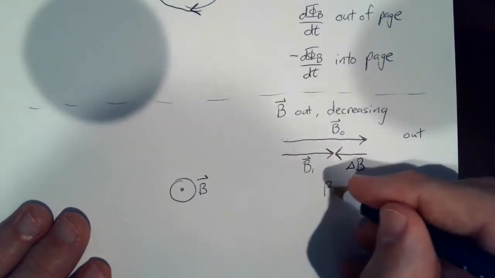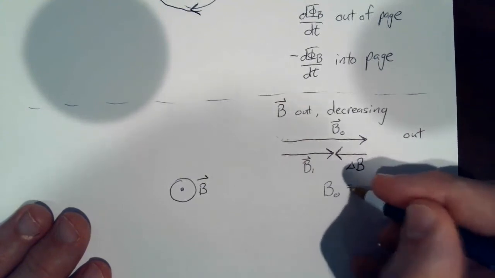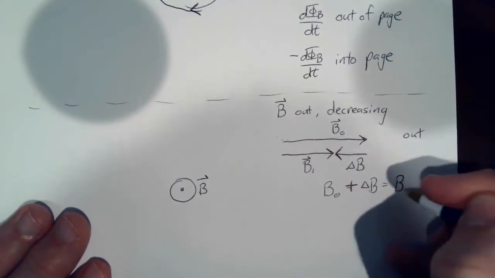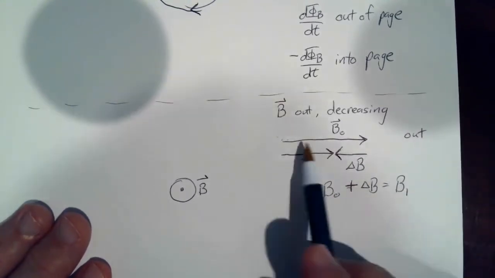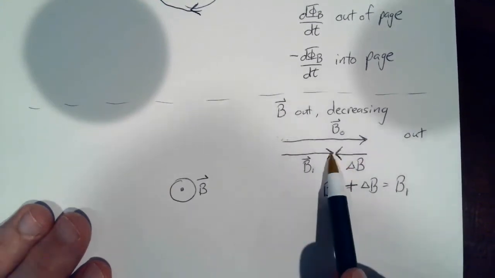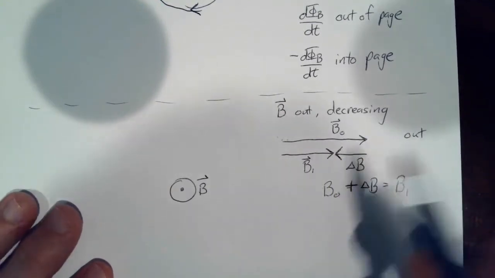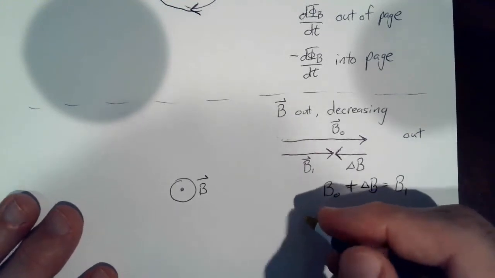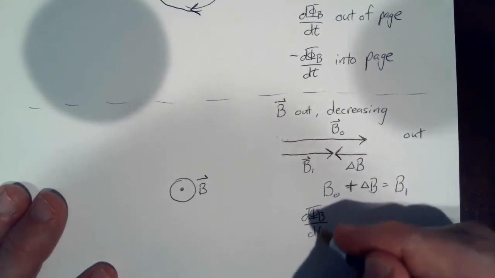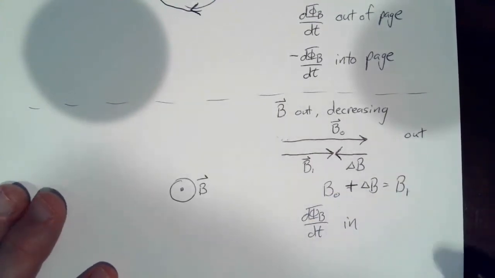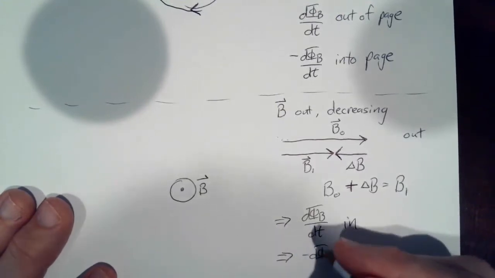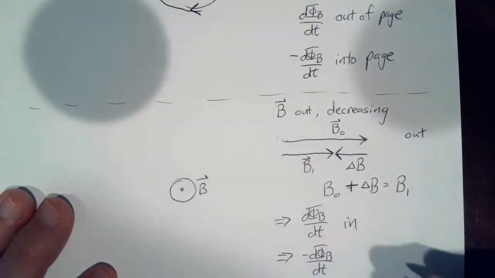Which is the same formula that we had before. B naught plus delta B equals B1, okay? So we're solving that via vector addition. B naught plus delta B is equal to B1. All right, so that means delta B is into the page, therefore d phi dt is in, which means that negative d phi dt is out.